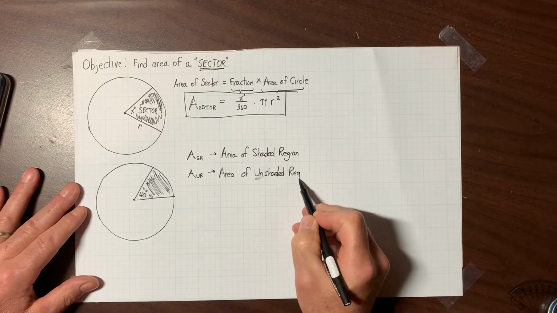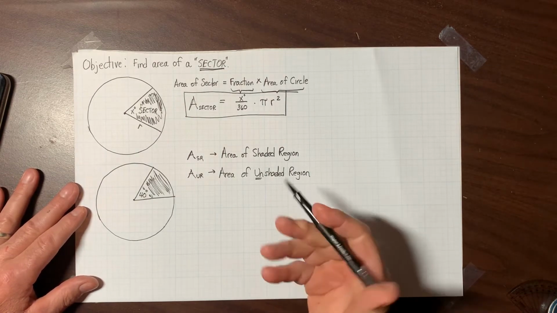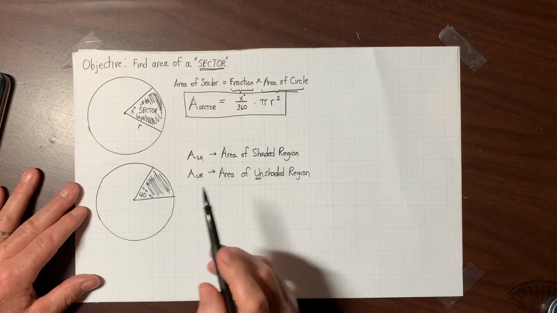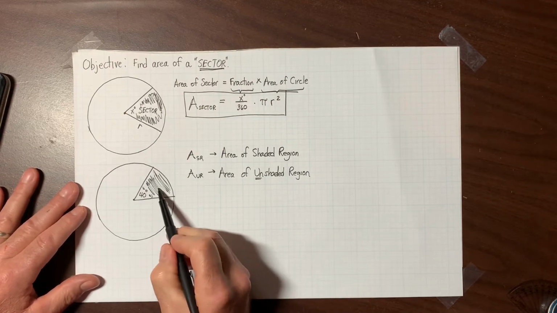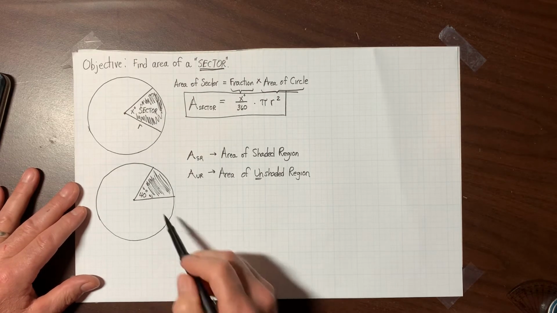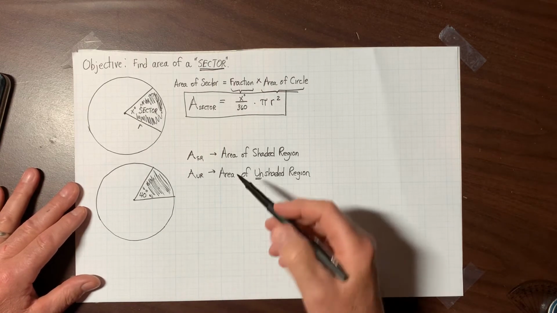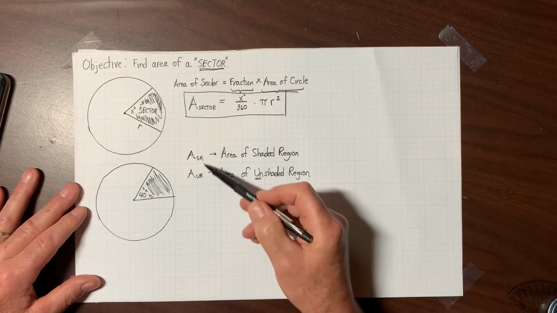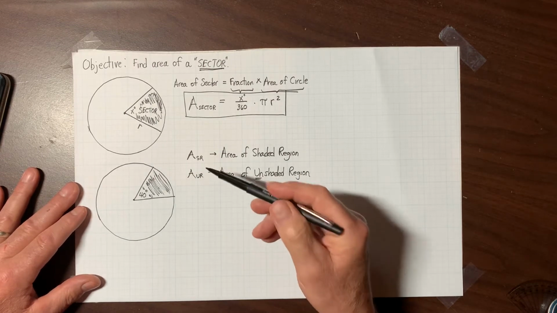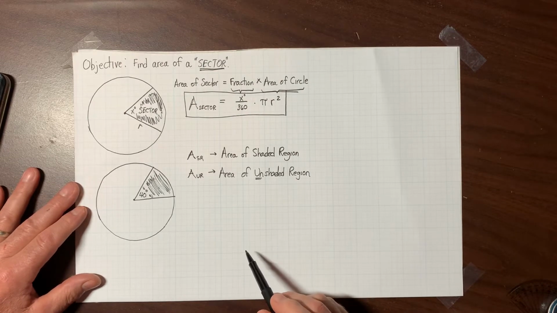Sometimes you'll be asked to find the area of the unshaded region. You know, it goes without saying, but I'll probably say it anyway. If you add the area of the shaded region to the area of the unshaded region, that would give you the area of the entire figure. Keep that in mind, because sometimes all you'll have to do to find one of these two values is to subtract the other one from the area of the entire figure. So let's go on here.